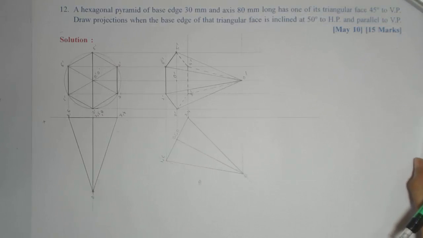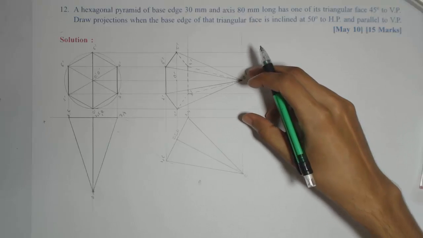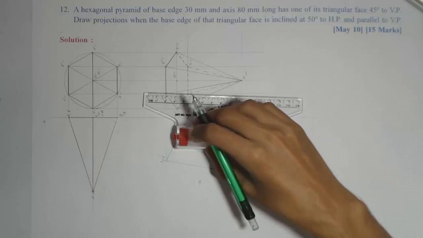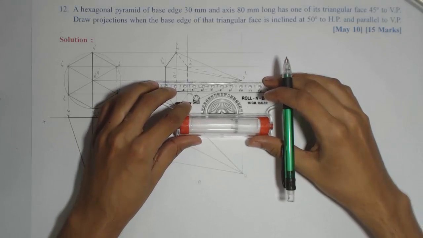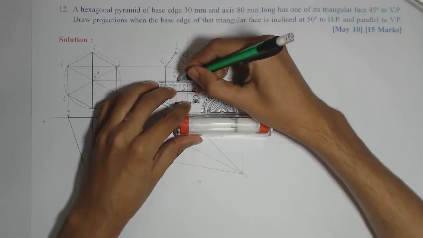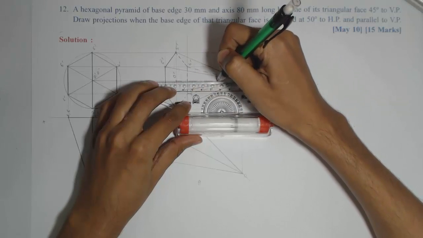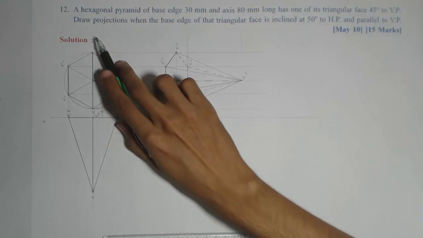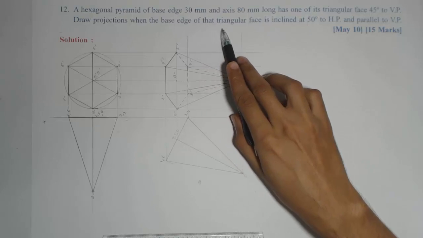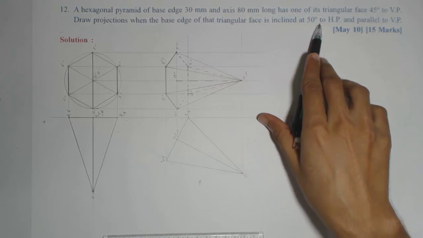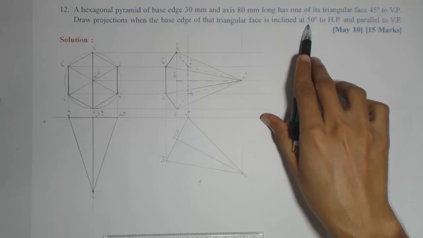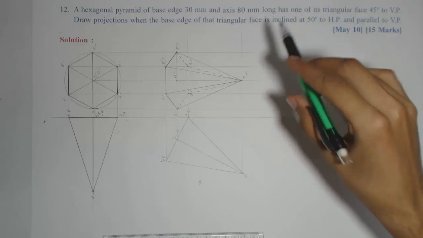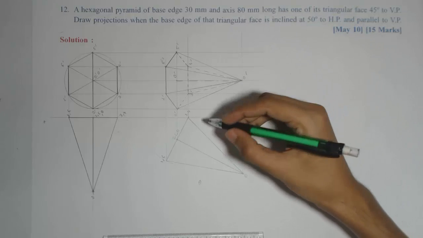Now for the last stage, we need to redraw this front view, the next step. But before that, we'll mark the axis here, O dash. So for redrawing the front view, we need the condition with HP. So we'll see which condition is given for HP. Draw the projection when the base edge of that triangular face is inclined at 50 degree to the HP. So now we need to use this 50 degree to the HP that is given for the base edge of that triangular face.